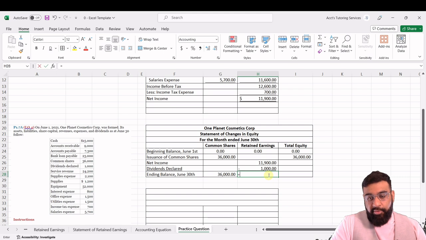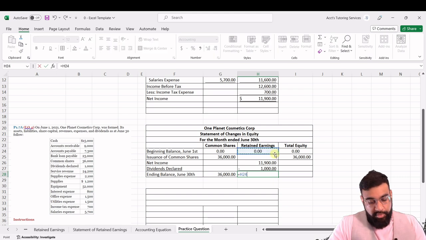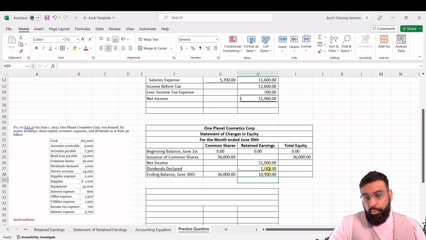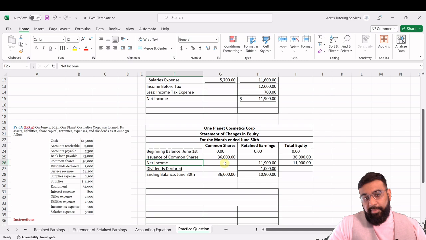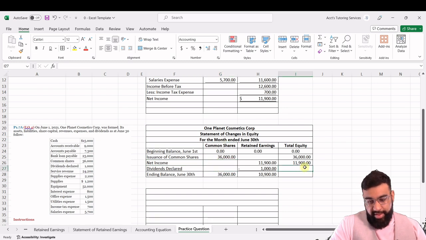So to calculate the ending retained earnings, we're going to do 0 plus 11,900 plus negative 1,000, which gives us 10,900. To calculate total equity for net income is just going to be 11,900. Because remember, net income doesn't impact common shares, so this is just blank. Same with dividends declared. So 1,000 over here.